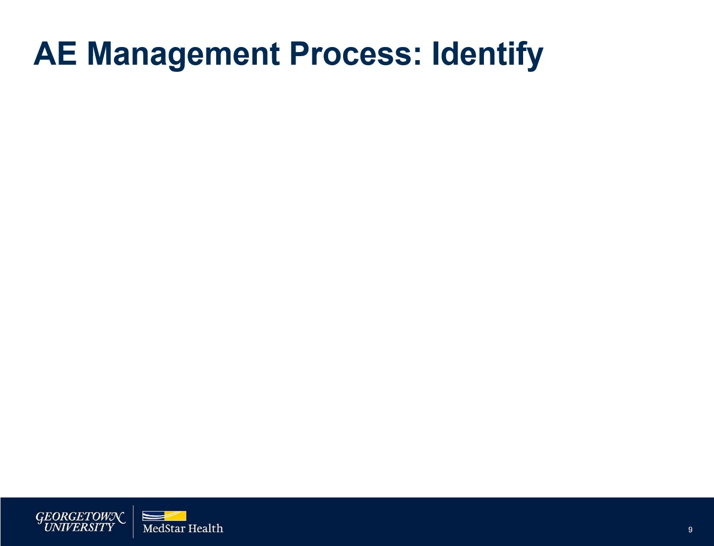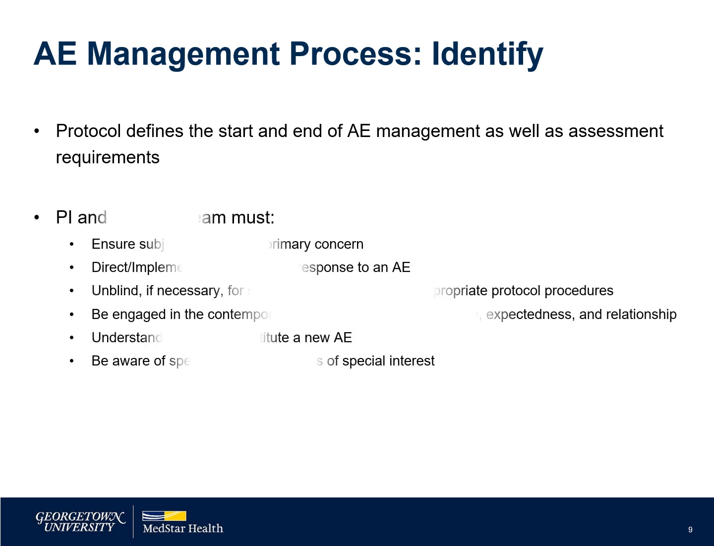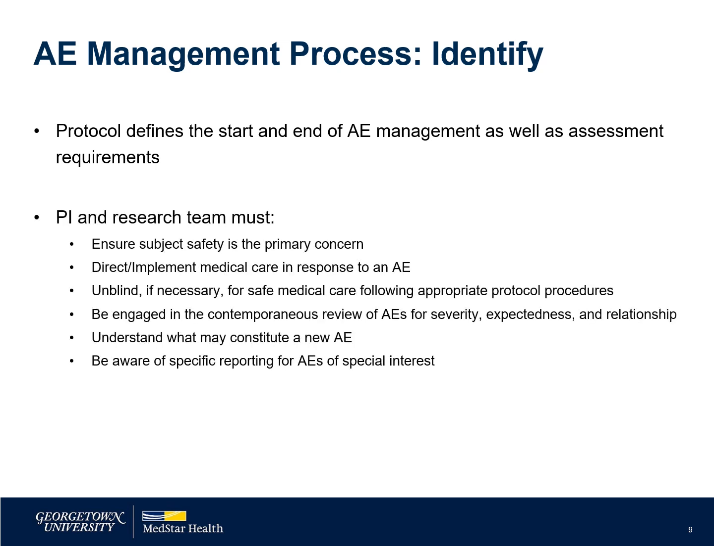The first step of the adverse event management process is to identify the adverse event. PIs and the research team must start and end collecting adverse events as defined by the protocol. Assessment requirements for adverse events should also be defined by the protocol. There are many obligations PIs and research teams have at this stage.